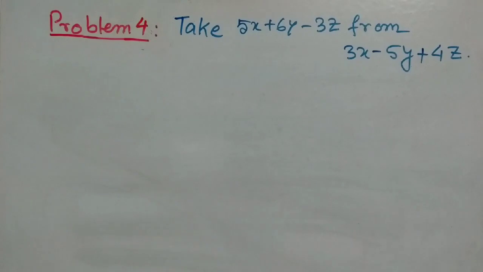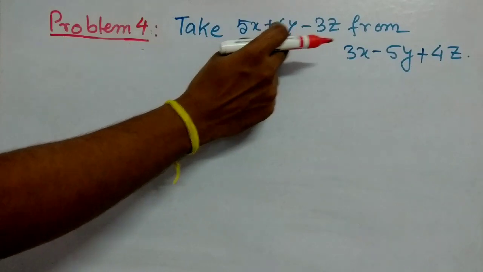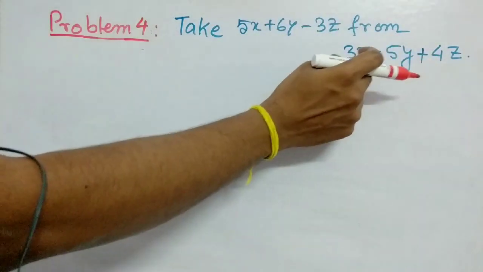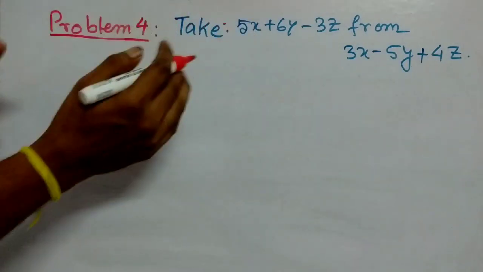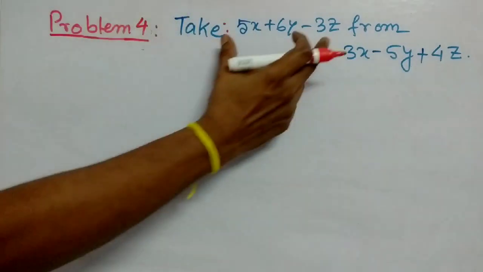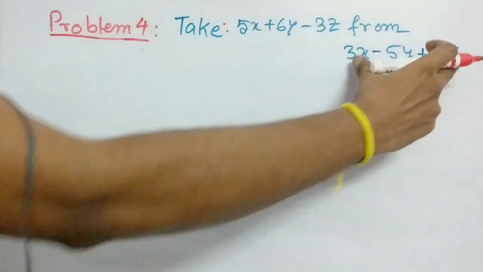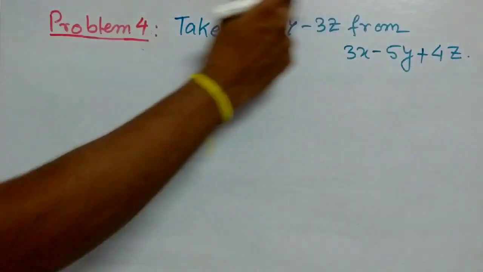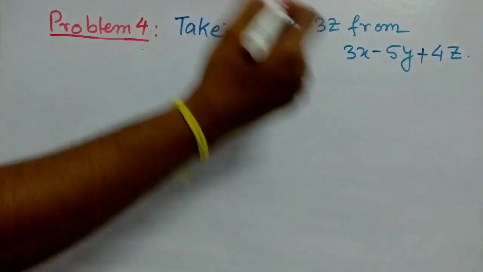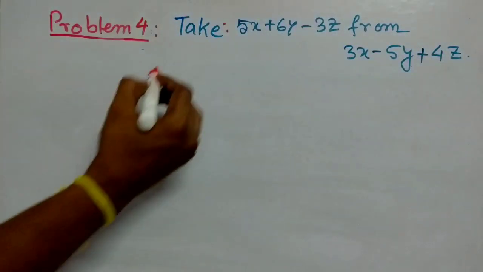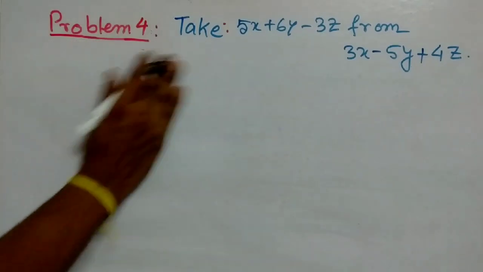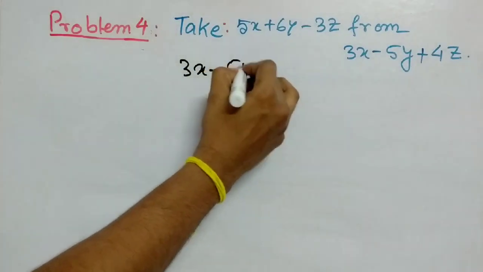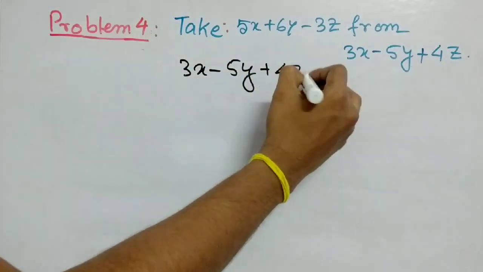Let's go for the next problem. Here the question is, take 5x plus 6y minus 3z from 3x minus 5y plus 4z. So take means it is a pure subtraction. That means we have to take out this thing from this thing. So subtract this thing from this. So let us do it by column method. So 3x minus 5y plus 4z.